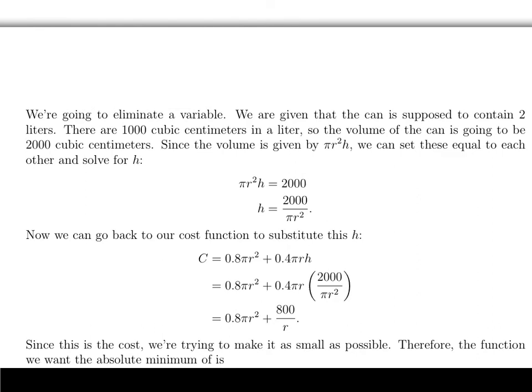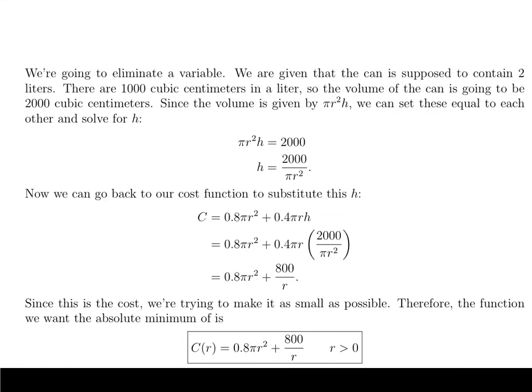Now this is the cost, so we're trying to make it as small as possible. So the function that we want the absolute minimum of is this thing. We want the absolute minimum of c of r equals 0.8 pi r squared plus 800 over r. The value of r can be any positive number. Certainly it can't be 0, we're measuring a radius. And it can be as large as we like. If r gets really big, then we have to compensate for that by making h really small.